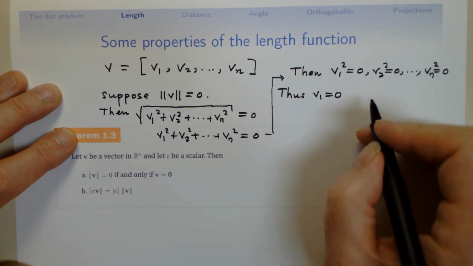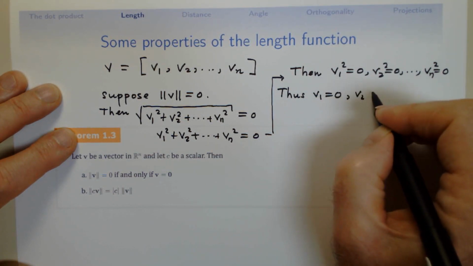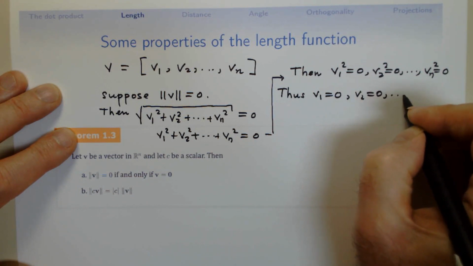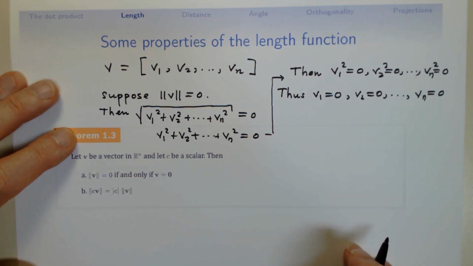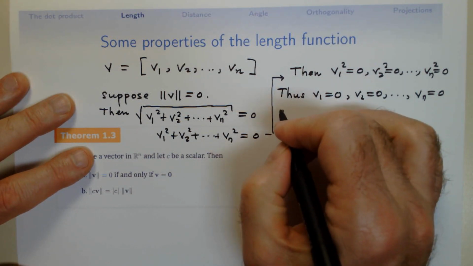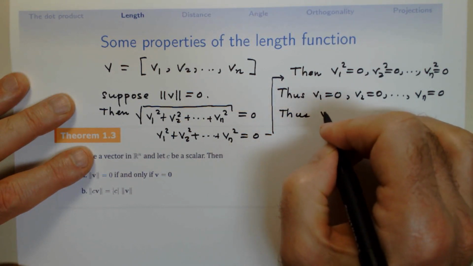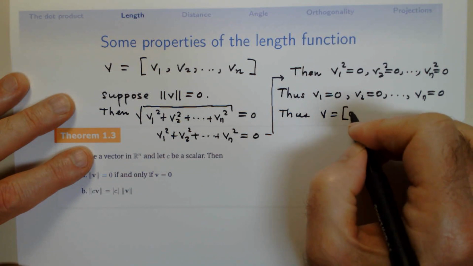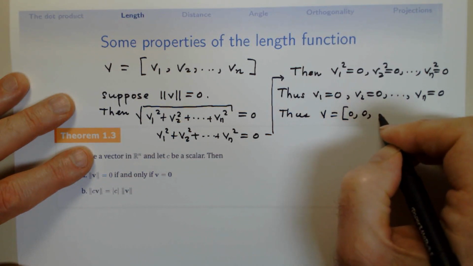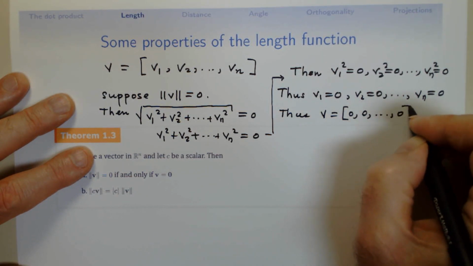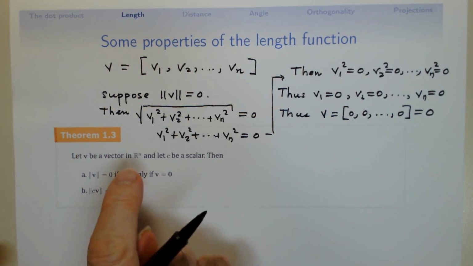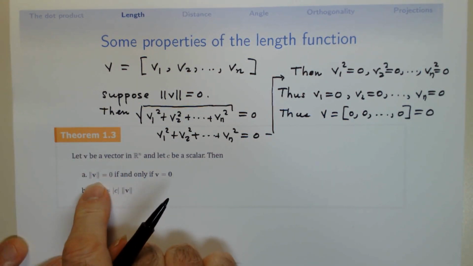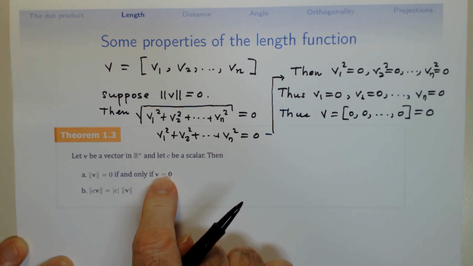So V1 has to equal 0. V2 has to equal 0. On out to Vn must equal 0. And that means that V is a vector, all of whose components are 0, and that's what we call the 0 vector. So we've shown this direction, that if the length of the vector is 0, it must coincide with the 0 vector, or it must imply that that's the 0 vector.